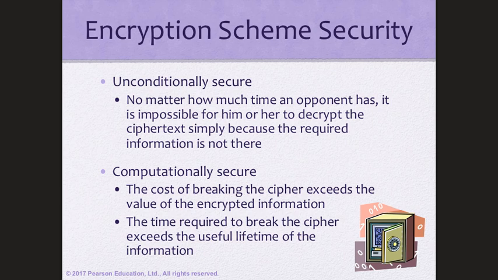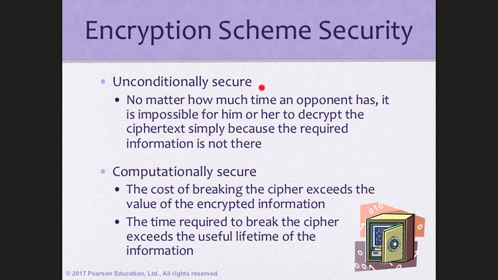One of them has to be met, right? This is the more practical case. Either the time is too long, so by the time I break the message, there's no value for that message, or the effort and the cost of breaking the system is much higher than the benefit. So in that case, the system is still computationally secure. It's not really unconditionally secure. Why do we call it computationally rather than unconditionally?